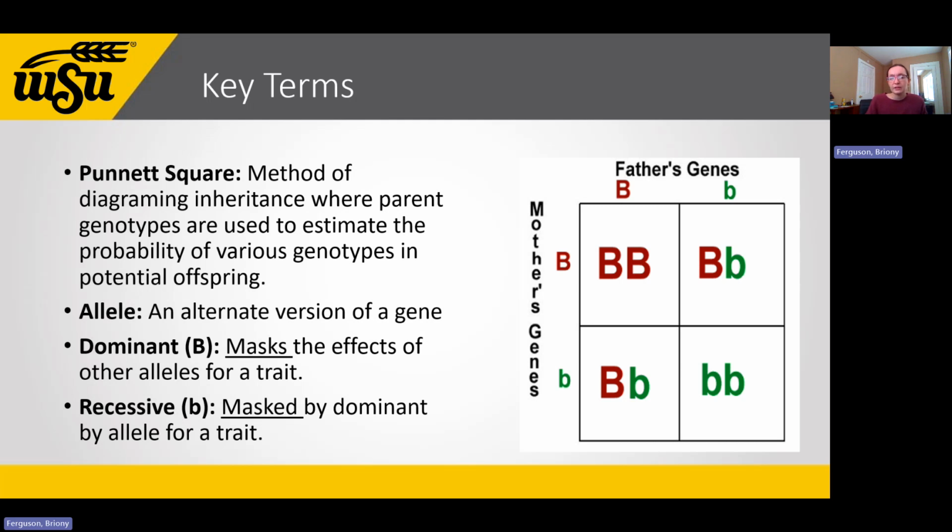You also need to know what an allele is. It's just an alternate version of a gene that is going to code for these different traits. These alleles can be dominant, which you can see with this uppercase B. These dominant alleles mask the effects of recessive alleles. Recessive alleles, like this lowercase b, are masked by dominant alleles. So they're going to be covered up by these dominant alleles.